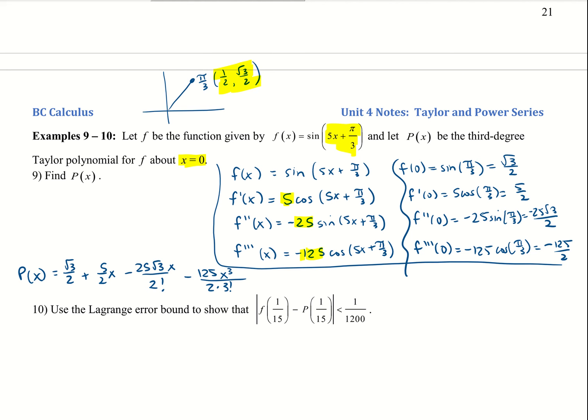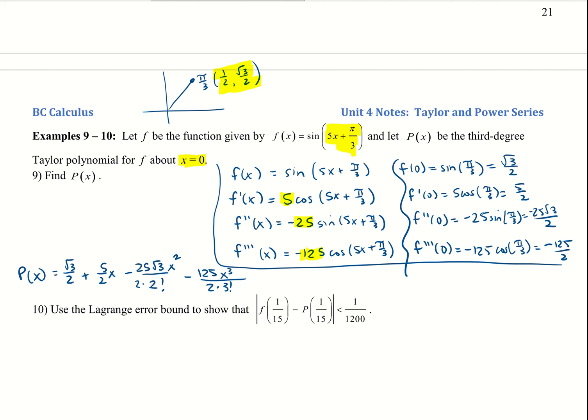But the third degree Taylor polynomial p of x centered at 0, I got as root 3 over 2 plus 5 halves x minus 25 root 3 over 2 times 2 factorial times x squared. Oh, I think I missed it too. Good thing I looked at this again. Wow, I did awesome. Minus 125 x cubed over 2 times 3 factorial.